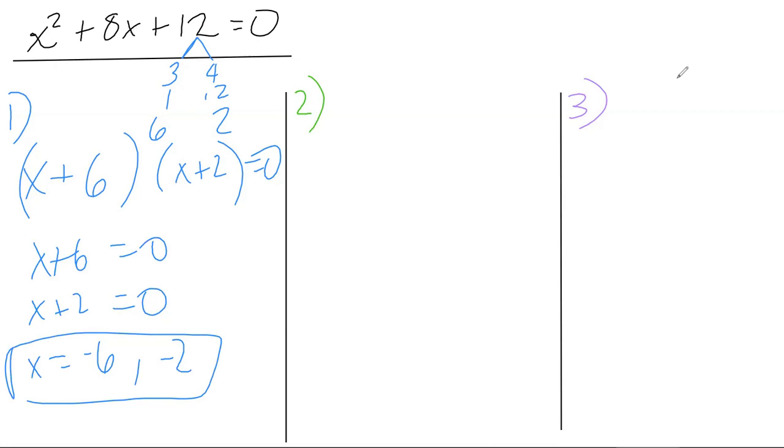Next, if we look at the quadratic formula, we get x is equal to negative b plus or minus the square root of b squared minus 4ac, all over 2a. We get x is equal to negative b plus or minus the square root of b squared minus 4a times c, which is 12, all over 2a.